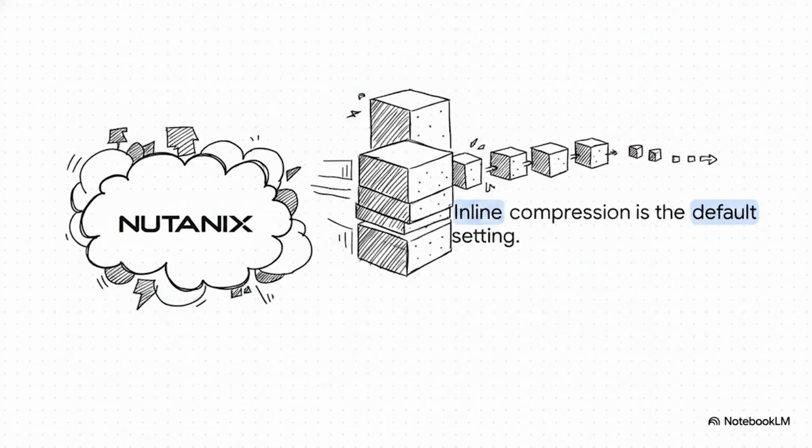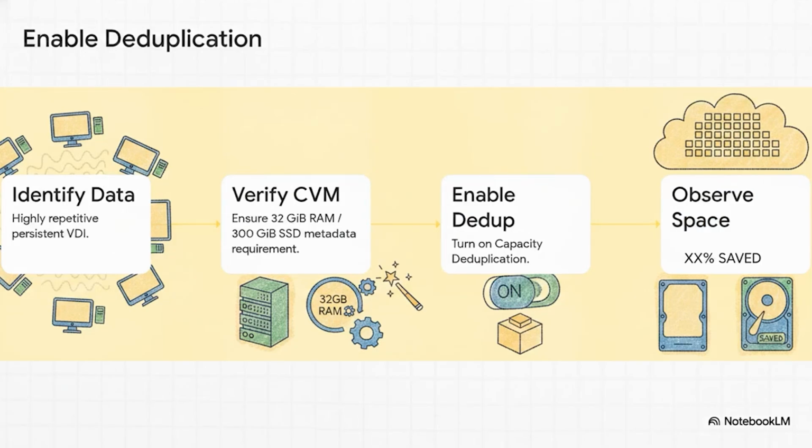Now, what's really interesting about how Prism handles this is the defaults. When you create a new storage container, Prism automatically defaults to inline compression with a 0-minute delay. Basically, this means the system compresses data immediately as it's written. It is your baseline optimization strategy for almost all license tiers, just silently working in the background to keep things lean. Let's look at our first concrete example.